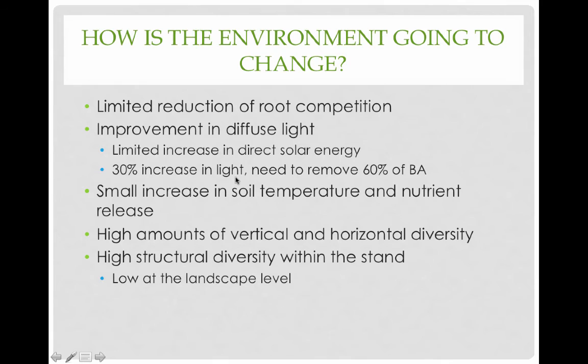And in our single tree selection and our group selection, we're by no means removing this large amount of basal area. So again, remember, in these selection systems, we're not removing all or nearly all of our trees any cutting cycle. So there may be a small increase in soil temperature and nutrient release. And there's also a high amount of vertical and horizontal diversity and high structural diversity within the stand. Again, remember our stand is our unit. So we're going to have different diameter classes. We're going to have foliage in different canopies. So there's high diversity there. However, if we have this across the landscape, there's a consistency. So there's low diversity at a landscape scale.